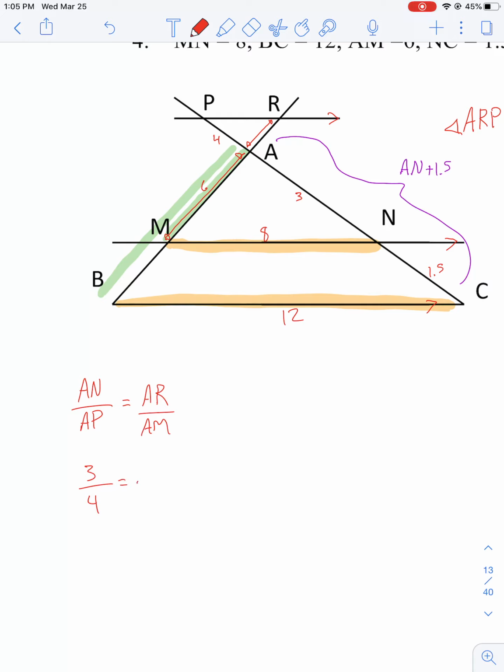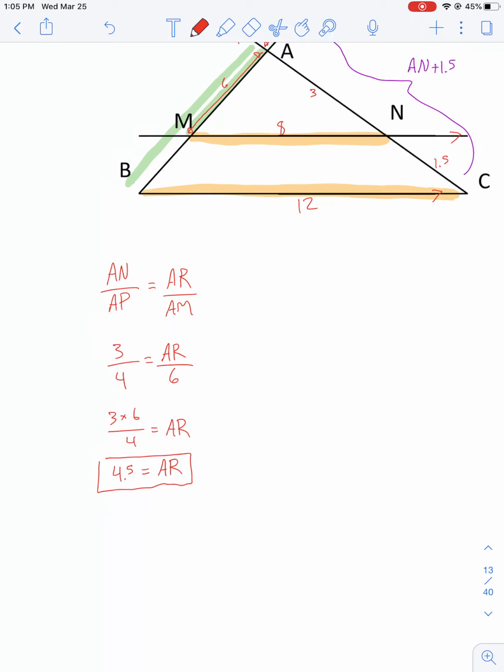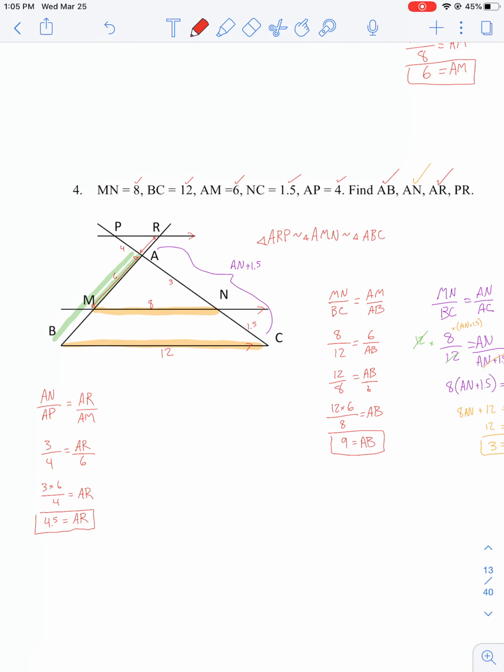AR is what we're looking for. So our unknown's on our numerator. That's always nice. Divided by 6. Multiply both sides by 6 to isolate for AR. 6, 12, 18. 18 divided by 4 doesn't go in quite perfectly, but 4.5 is equal to AR. And that is the third side we were looking for. So we use the similar triangle of ARP, that top small triangle.